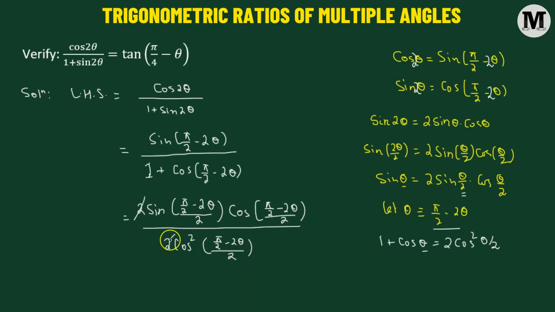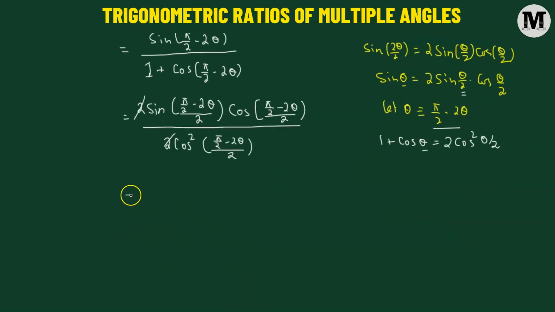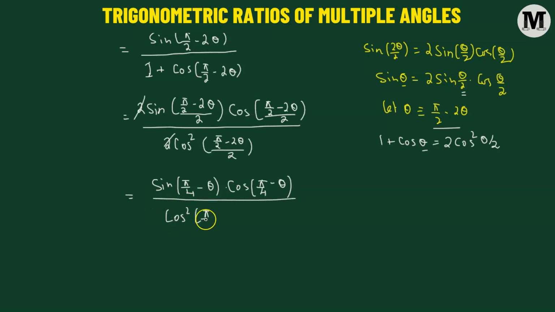Let's now simplify. Here 2 and 2 get factored out. Now we have in the numerator sine of the angle pi over 2 divided by 2, which will become pi over 4, minus 2 theta over 2, which will be simply theta, multiplied by cosine of angle pi over 4 minus theta, and in the denominator we have cosine squared of pi over 4 minus theta. Now what we can do, we can factor out one cosine pi over 4 minus theta from the numerator and the denominator. That leaves us with sine pi over 4 minus theta in the numerator, and in the denominator we have cosine of pi over 4 minus theta.